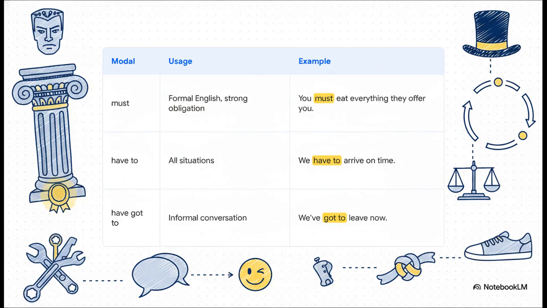Now, what's really cool here is that we have a few different tools for the same job. Must sounds a little more formal, kind of official. Have to is your everyday workhorse. It works in pretty much any situation. And have got to, which you'll usually hear as gotta, that's what you say when you're just talking with friends. Same strength, just a different vibe.